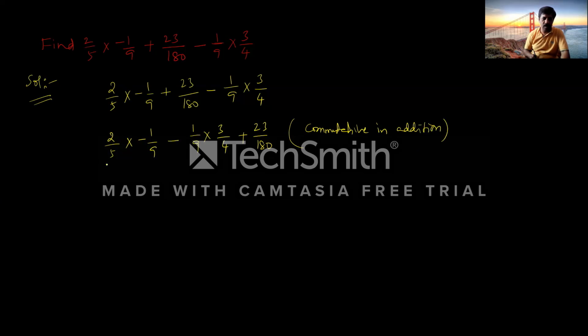Now here this one we can write as 2 by 5 into minus 1 by 9. Now here we can write plus 3 by 4 into minus 1 by 9 plus 23 by 180. Here we rearranged using commutative property with respect to multiplication. Here we applied commutative property in multiplication.